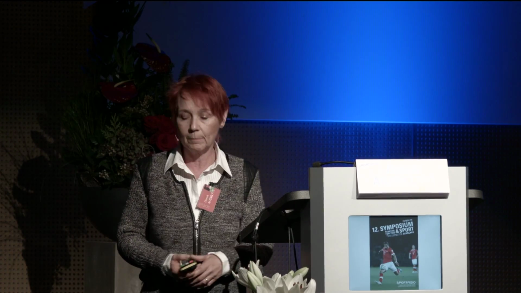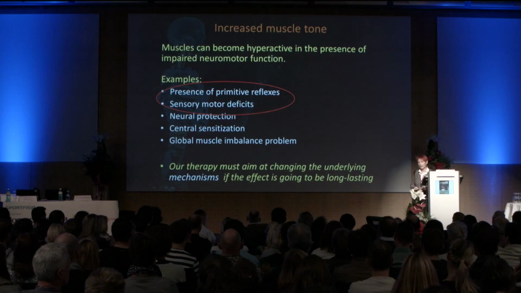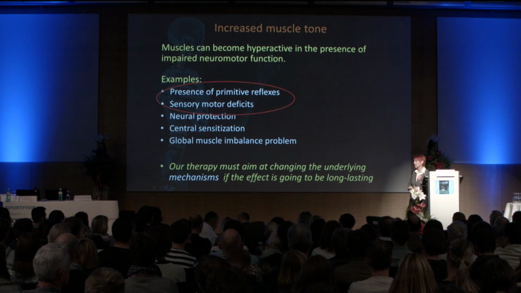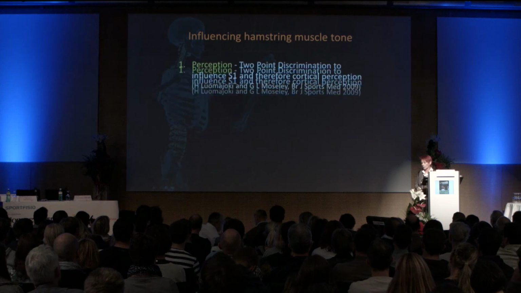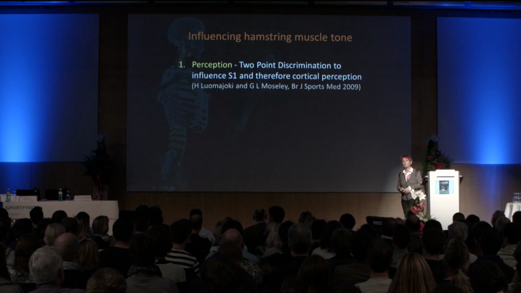So for today, in the short time I have, I would like to just quickly show you what I mean by the presence of primitive reflexes and one of the possible sensory motor deficits and what we can do about it. So, can we influence hamstring muscle tone? So we're going to look basically at the hamstrings at this point. Yes, we can. We can by changing perception.